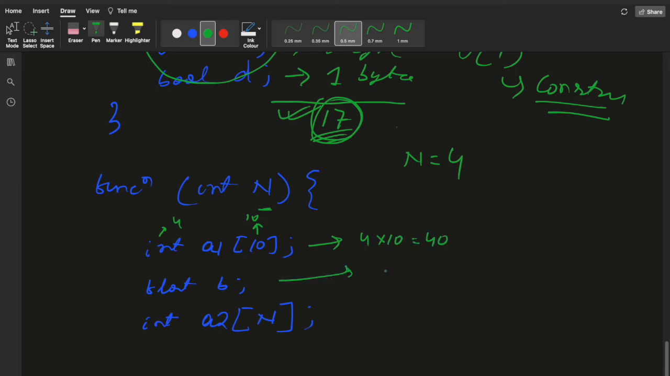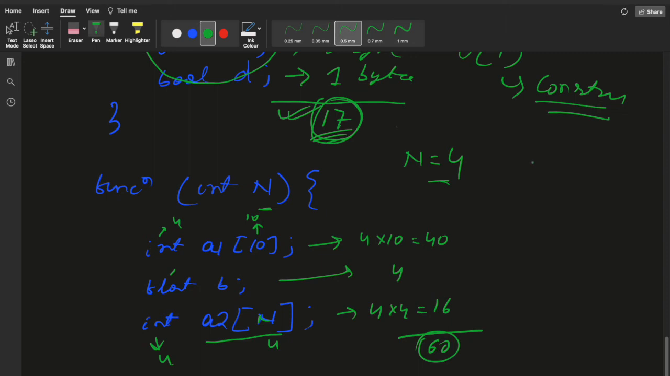Float is also 4 bytes, right? And a2 is int, so 4 bytes, and we are allocating space for n, which is 4, as mentioned here. So the total space for a2 will be 4 into 4, so 16. Now the total value will be 60.